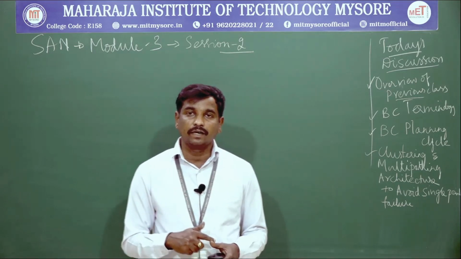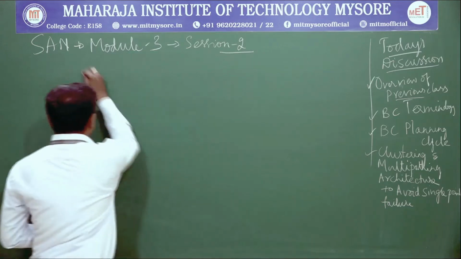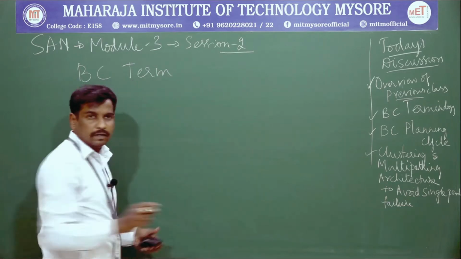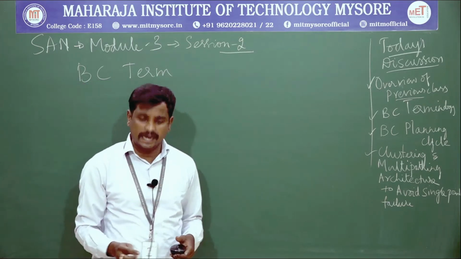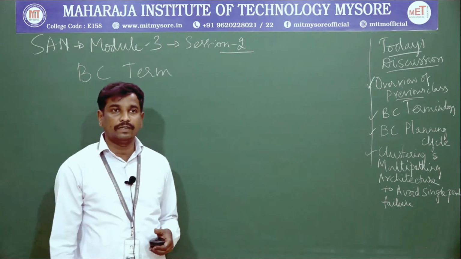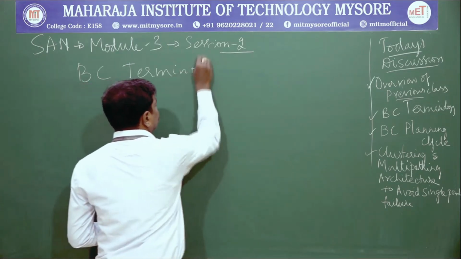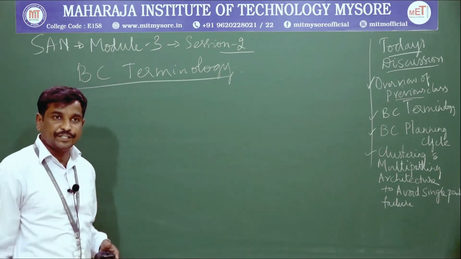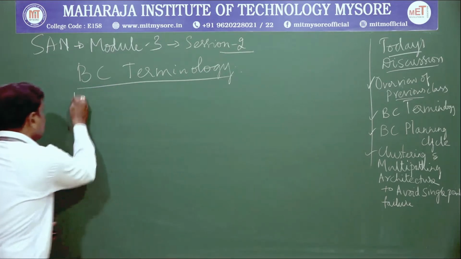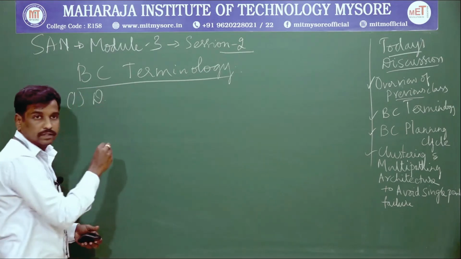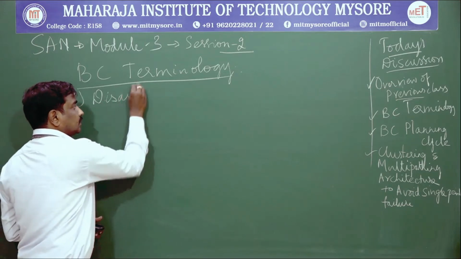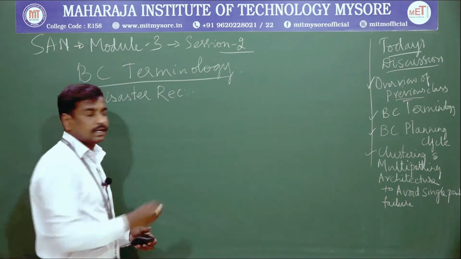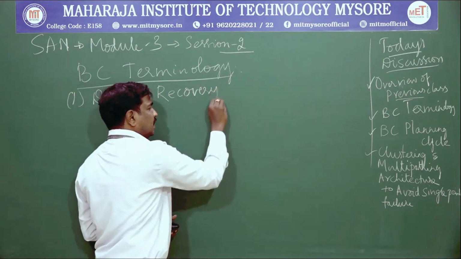Okay, that will be done by using something called disaster recovery and disaster restart. We will discuss the different terminology of business continuity. The first terminology we have to deal with is disaster recovery. Okay, disaster recovery. So, we will discuss what we mean by disaster recovery along with the definition and where it is used.